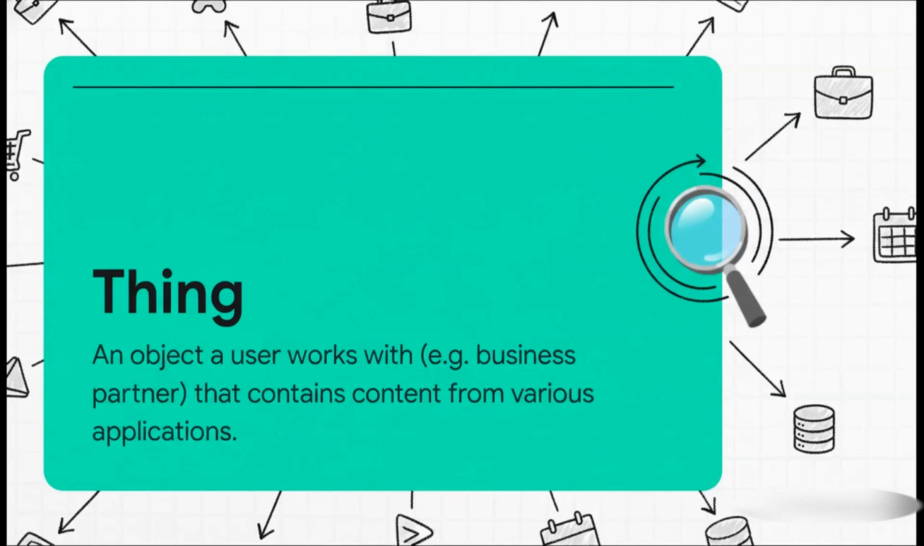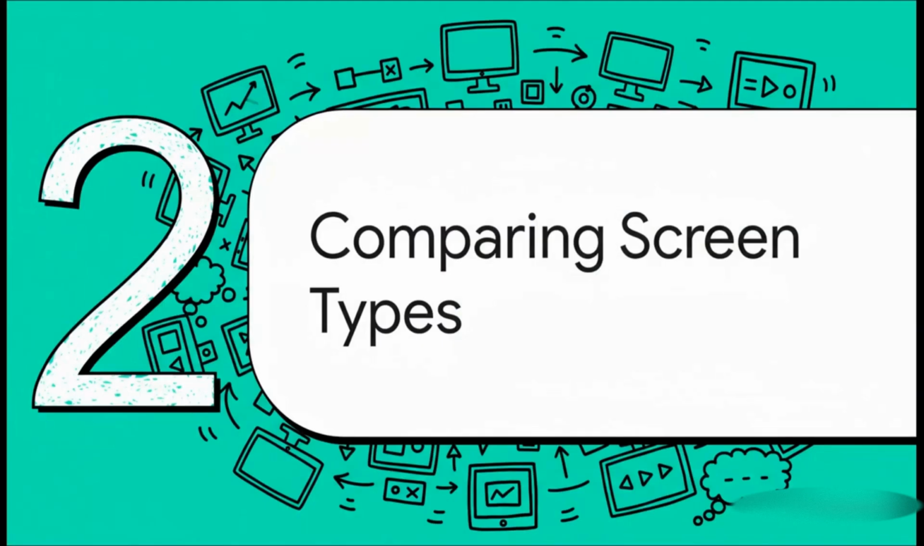And that gets us to the heart of this modern approach. What in the world is a thing? Well, in SAP lingo, a thing is way more than just a record. Think of it as a smart central hub for an entity, like a customer or a product. It pulls together all the important info and all the possible actions from different corners of the system into one single tidy view. Okay, so now that we get the concepts, let's see how this all translates into the actual screens you'll be building in the studio.